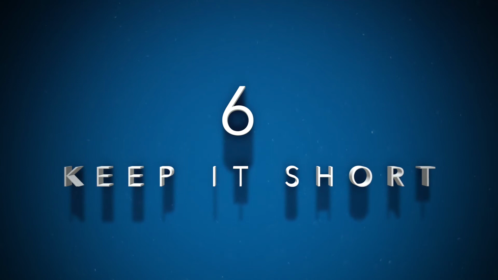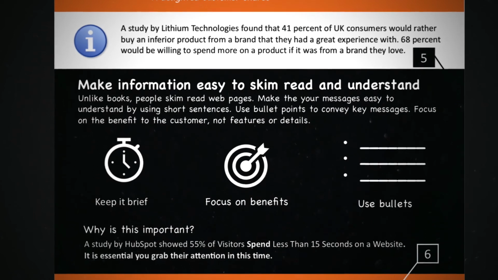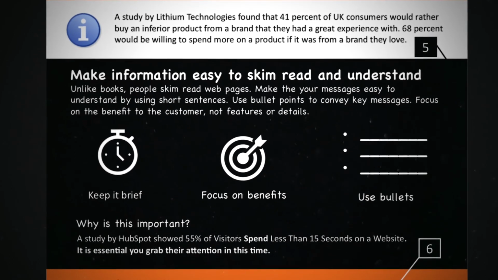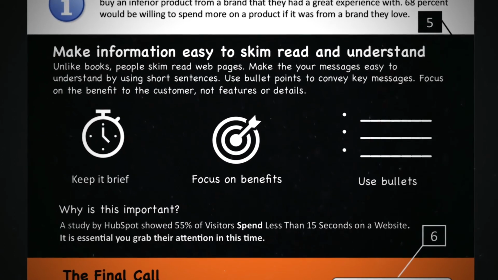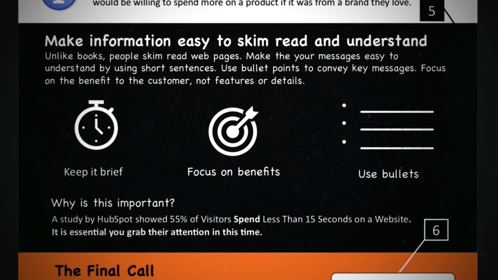6. Use concise language and bullet points. You have to bear in mind that unlike with books, visitors tend to skim read web pages. For this reason, it's a good idea to keep your sentences and paragraphs short and to the point. Use bullet points to break information down and make it easy to skim read and understand. Always focus on the benefits of what you're doing or what you do for your users rather than the features or functions of your product.